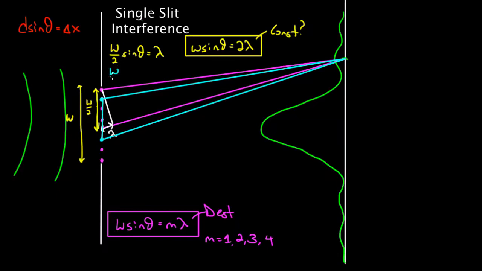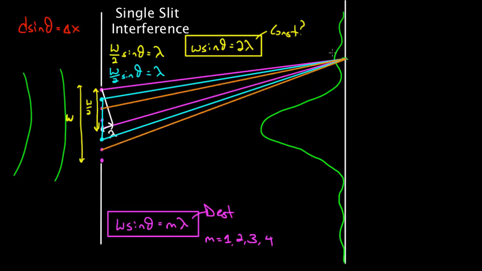So I'd still get w over 2 sine of the same angle, because it's the same point on the wall. So if w over 2 is the same, sine of theta is the same, then that's got to also be a path length difference of lambda, which means these two blue waves also interfere constructively. So this is looking pretty good, which is kind of bad. I'll show you why. These two would also be constructive.